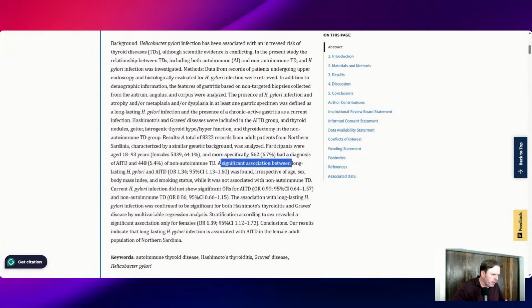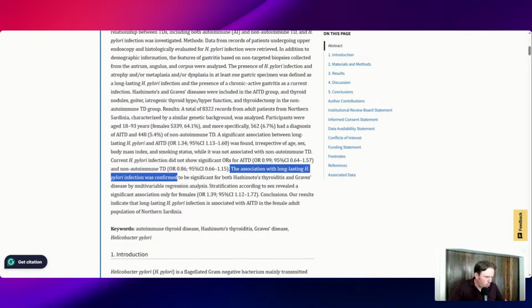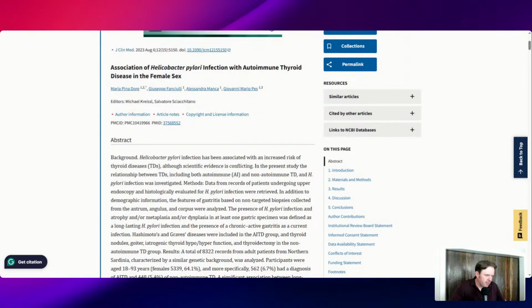So if we go through it right here, there's a significant association between long-lasting H. pylori and autoimmune thyroid disease. That's AITD. It was found irrespective of age, smoking status. The association with long-lasting H. pylori was confirmed to be significant for both Hashimoto's and Graves', stratification according to age, and then our conclusion, our results indicate that long-lasting H. pylori infection is associated with autoimmune thyroid disease in adult females and population in northern Scandinavia or Sardinia. This is a European study. So we know it's there, right?